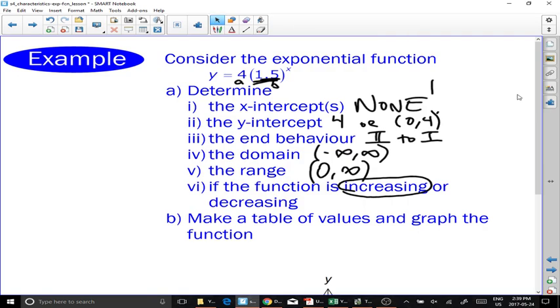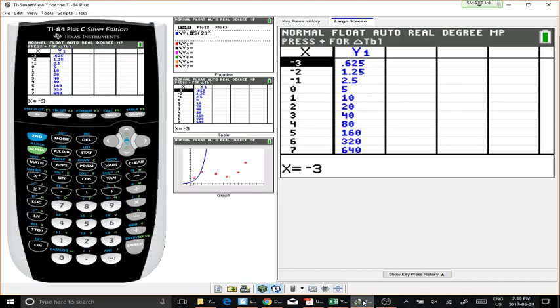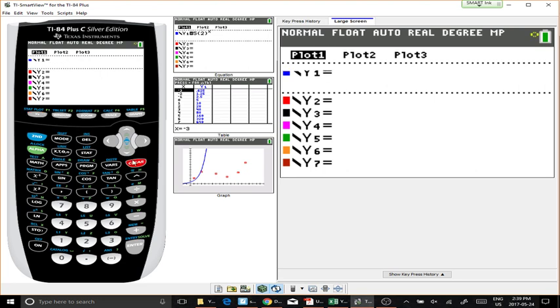So we're going to go to the graphing calculator, go to your y equals, clear out any equations that might be in there, similar for Desmos. Then it's going to be 4 bracket 1.5 to the exponent x. So that's exponent x. And then we should set up a table that we're willing to live with.